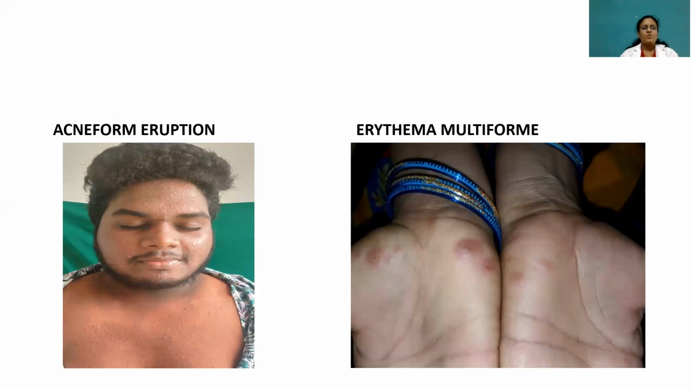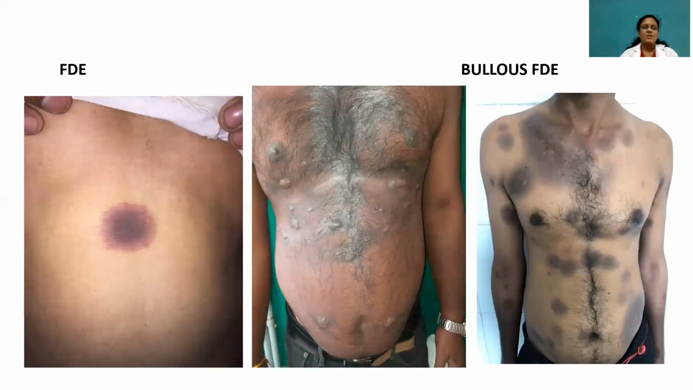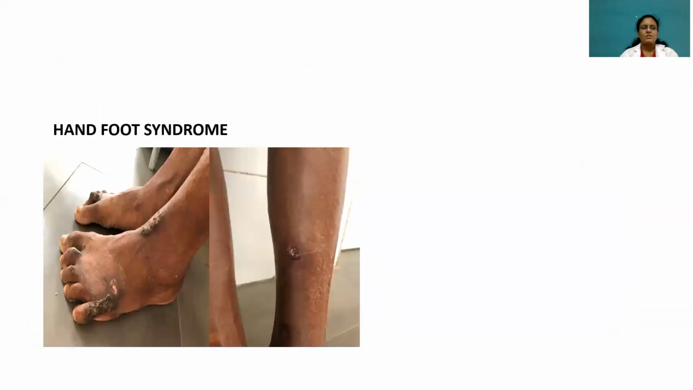The first picture shows acneiform eruption on the face and the trunk region. The second picture shows erythema multiforme lesions on the palms. This is a picture showing exfoliative dermatitis. There is diffuse erythema and scaling over the trunk and the upper limbs. The first picture shows fixed drug eruption. The second picture shows bullous fixed drug eruption. This fixed drug eruption heals with a slate gray pigmentation.